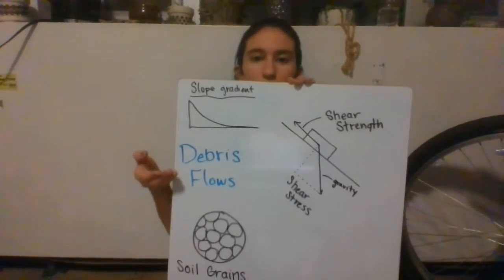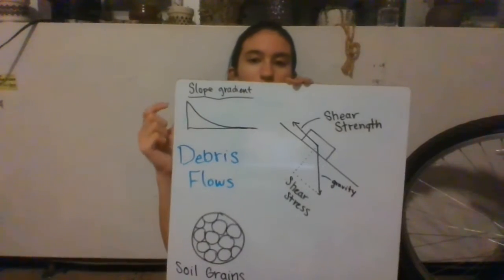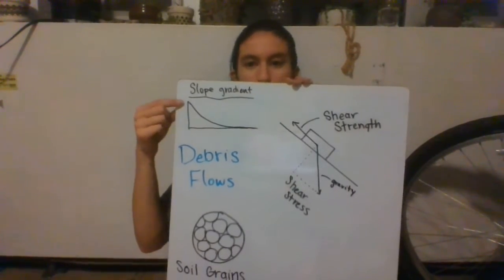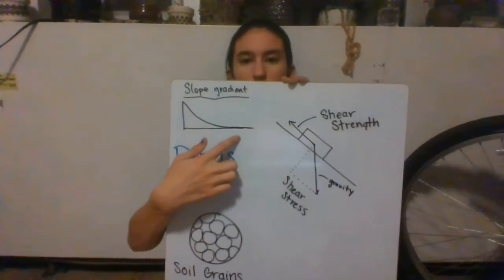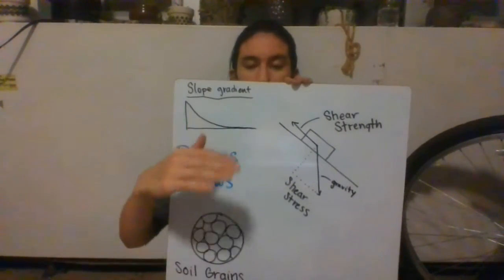be talking about debris flows. The first thing I'll be talking about is your slope gradient. Imagine this is your slope here. Up here is your source area. It is a very steep angle, about 26 to 45 degrees. Down here is your area of deposition. It's less than 5 degrees in steepness.